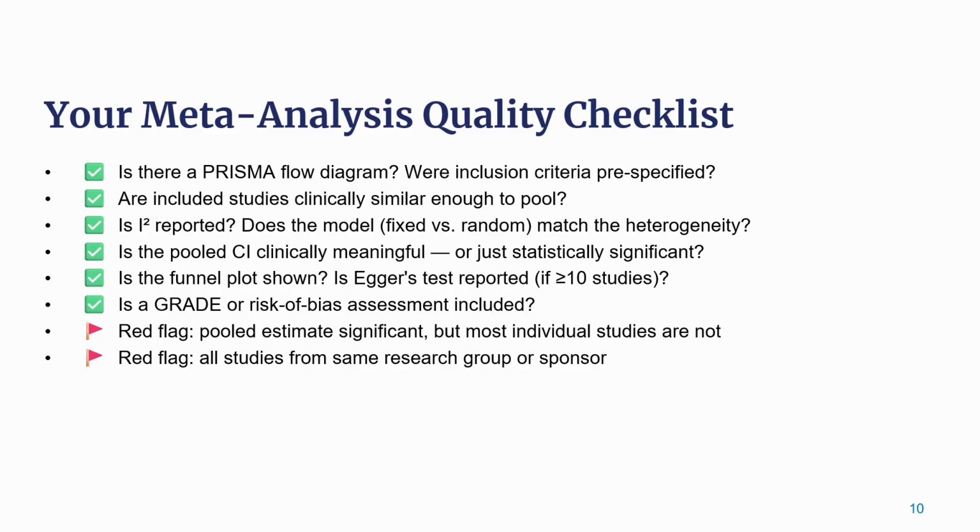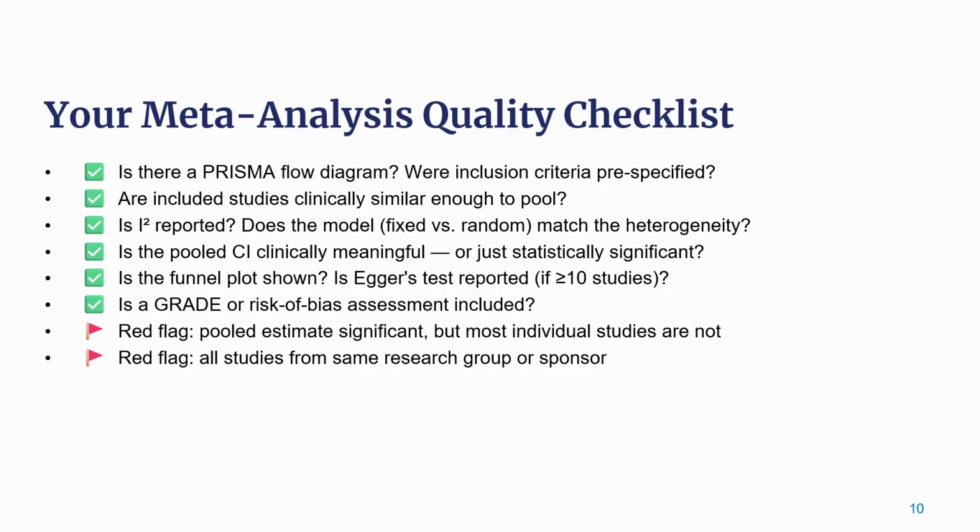Third, heterogeneity. I-squared above 75% with a fixed effects model is a major red flag. The model is ignoring real variation. Fourth, the pooled confidence interval. A statistically significant pooled result can still have a CI that barely clears the null or an effect size that's clinically trivial. Apply the same judgment you would to any single study.